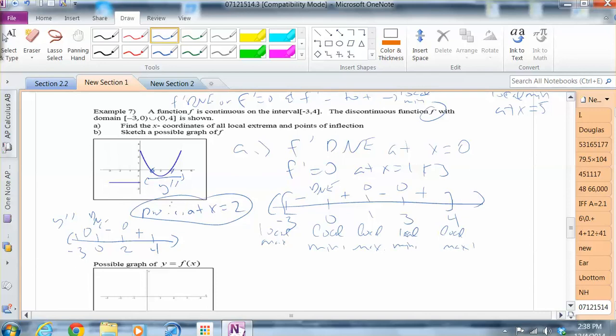Okay, and again, we have our local maxes, or maxima, at x equals -3, 1, and 4. And local min at x equals 0 and 3.